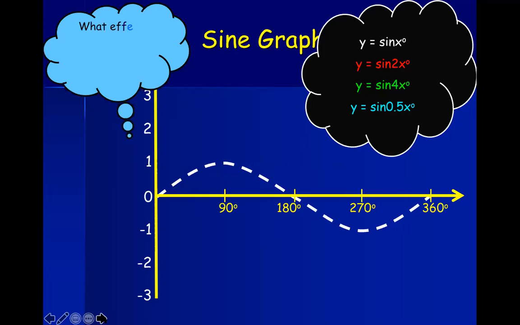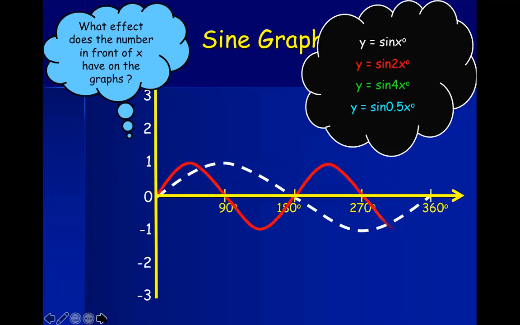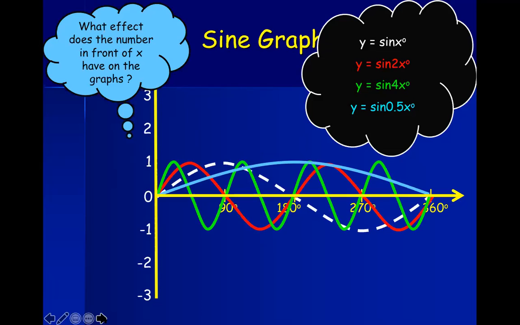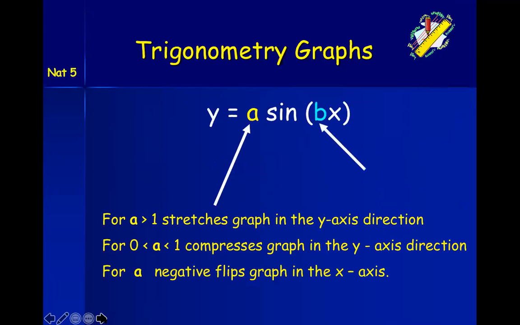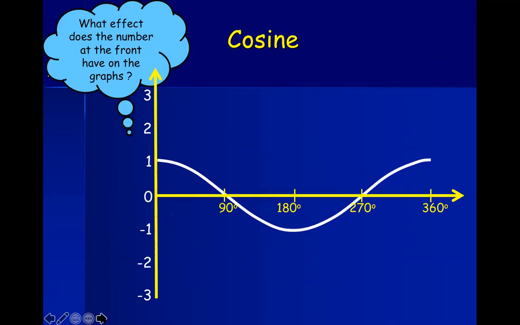So let's summarize all that, what effect the numbers have. We had 2, we had 4, we had a half. A we decided was to stretch in the y-axis direction, whereas B is how many times it repeats itself within 360. That's what it does. So that summarizes how you would interpret and sketch the graph. Okay, so now let's get some examples.